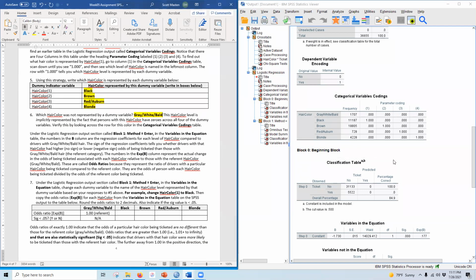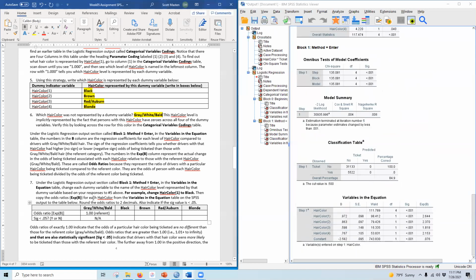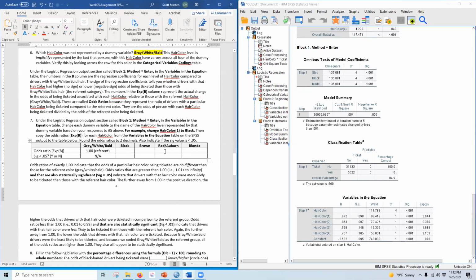Under logistic regression, variables in the equation. I'm just telling you what's in the table here. These are your odds ratios. Make sure they're significant. So we want the odds ratio. I've filled in the referent here so you don't accidentally fill it in. For gray, white, bald, it's 1. Okay, it just is. That's the way we represent the referent variable. They're 1. You don't get a sig. But we do get an odds ratio and a sig for black, brown, red/auburn, and blonde, right?